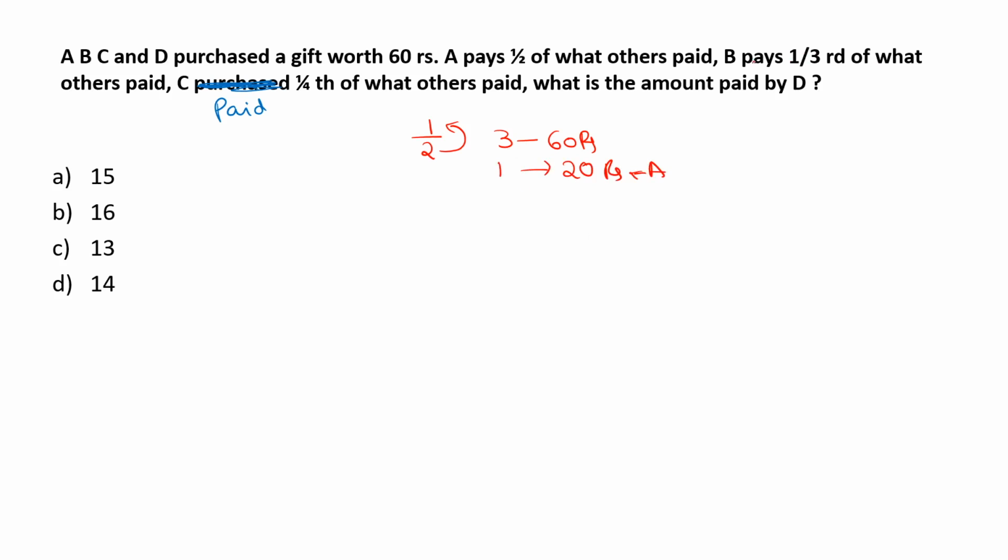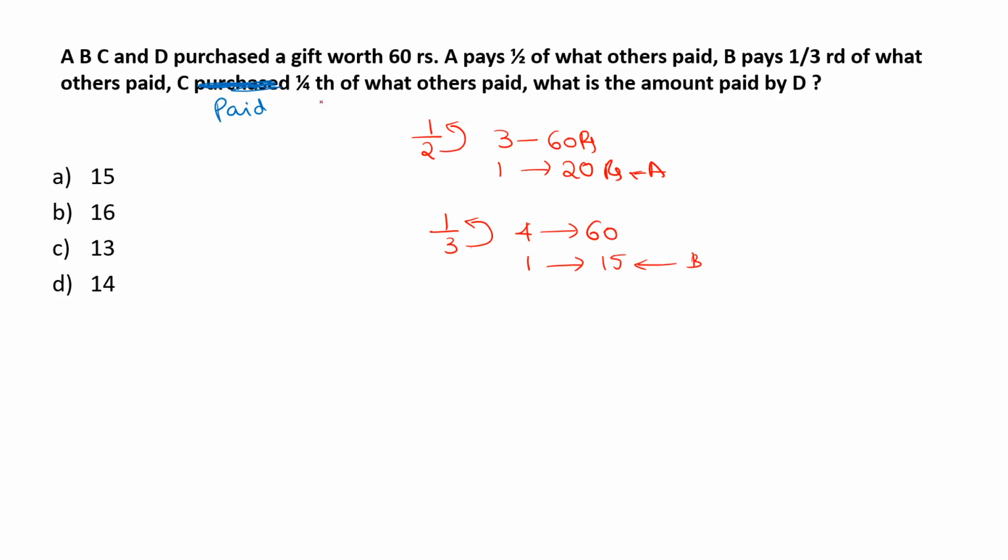B paid one third of what the others paid. That means together they paid 4 units, 3 plus 1. When the value of 4 units is 60 rupees, then the value of 1 unit would be 15. So B paid 15 rupees.